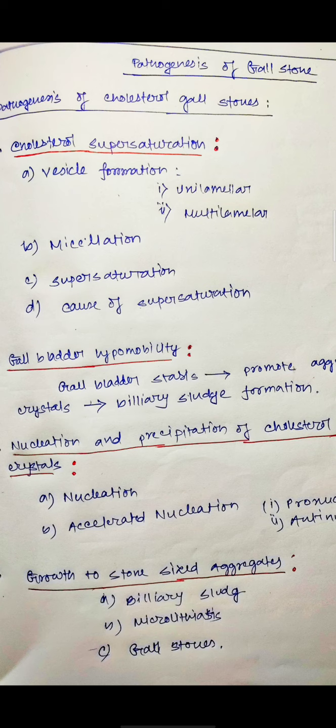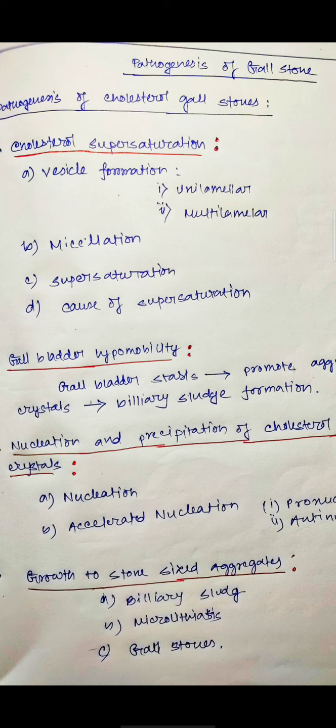And there is decreased bile acid. Why is bile acid important? There are two components which are important for solubilizing the cholesterol: one is bile acid, another is phospholipid. Now in Crohn's disease, as you know, the terminal ileum is affected. So there is not enough uptake of the bile acid from the terminal ileum, and there is decreased bile acid, which ultimately leads to cholesterol supersaturation, right?